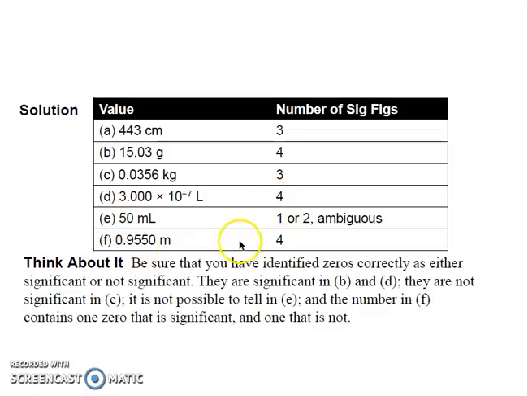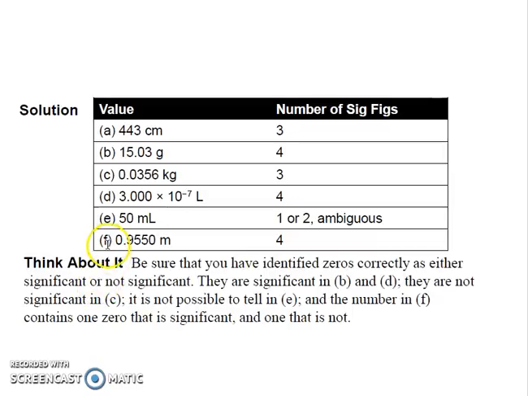Part E. While this table does say it's ambiguous, if we follow the rules, we should just get 1. This is a 0 that's trailing. There's not a decimal place. It's not significant. The 5 is. The most correct answer is 1.